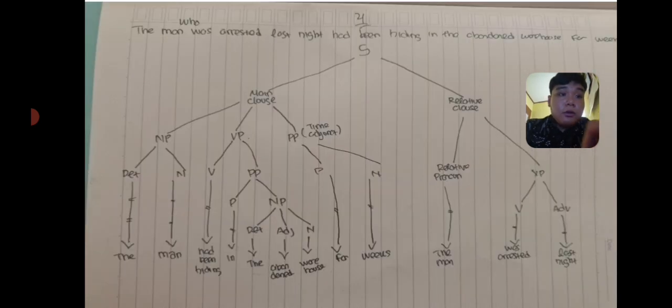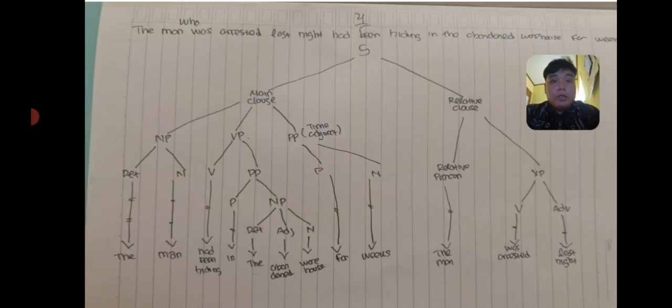Next, number four. Okay, I'm gonna move on. The sentence is the man who was arrested last night had been hiding in the abandoned warehouse for weeks. In this, we're gonna divide it into two clauses again, which is main clause and relative clause. In main clause, we're gonna divide it into three phrases, which is noun phrase, verb phrase, and prepositional phrase, which is a time adjunct.